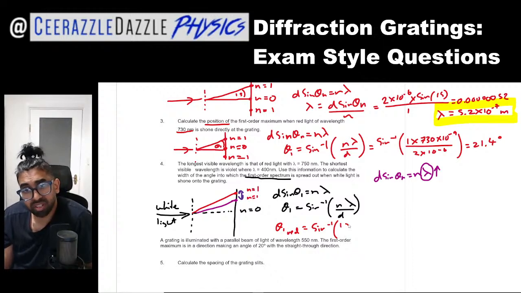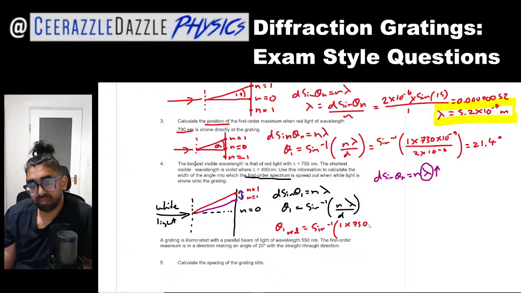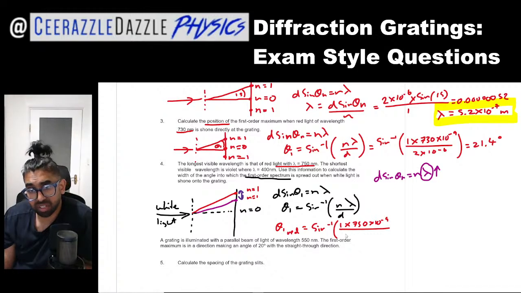So it's 1 times the wavelength of the red light, 750 times 10 to the minus 9. Don't forget, red light is here. Divided by the slit separation. The slit separation is the same one as before. It's still going to be 2 times 10 to the minus 6.